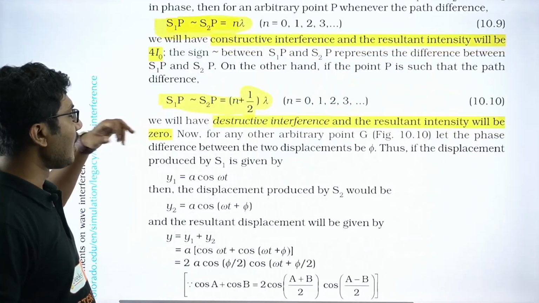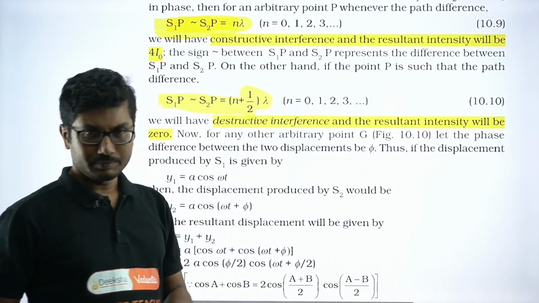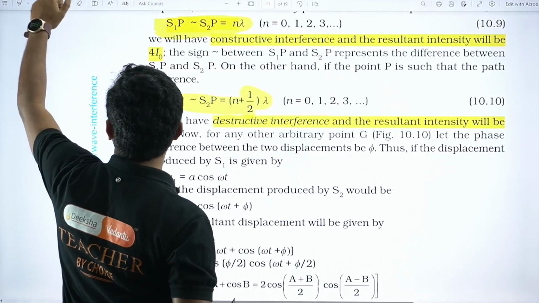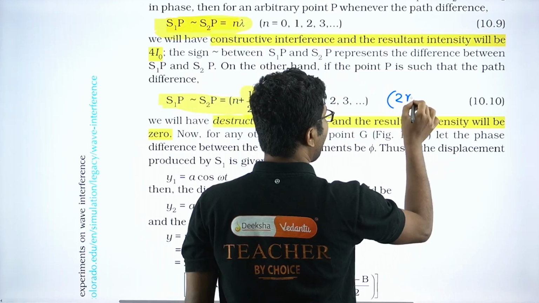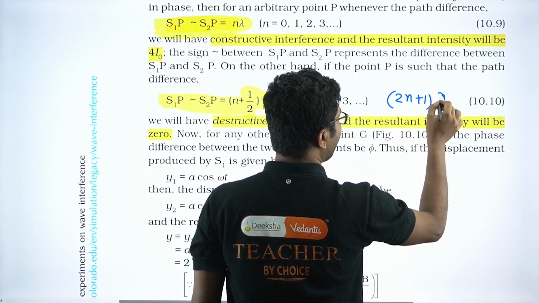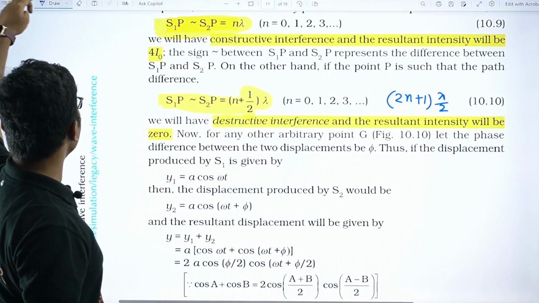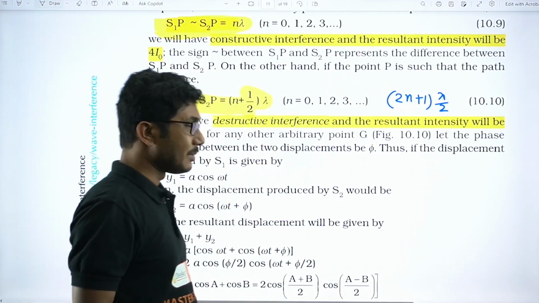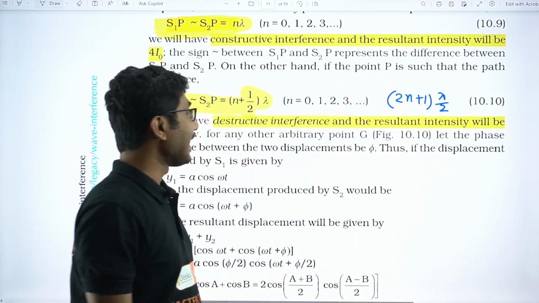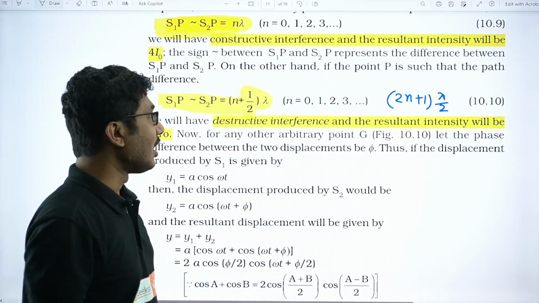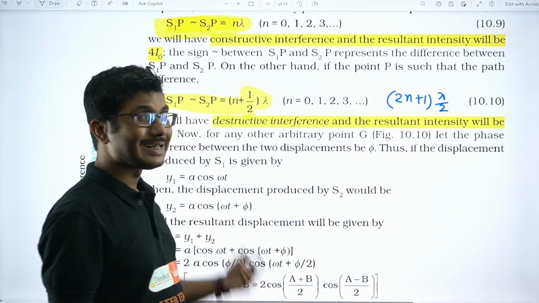Now, if the path difference is an integral multiple of n plus half into lambda, I don't like to use it like this. I like to use it like (2n plus 1) lambda by 2. Okay, this is the way I like to write it. So if it is (2n plus 1) lambda by 2, then it is a destructive interference, and again n can start from 0, 1, 2, 3, you can put 0 here. So this is called destructive interference and the intensity is 0.